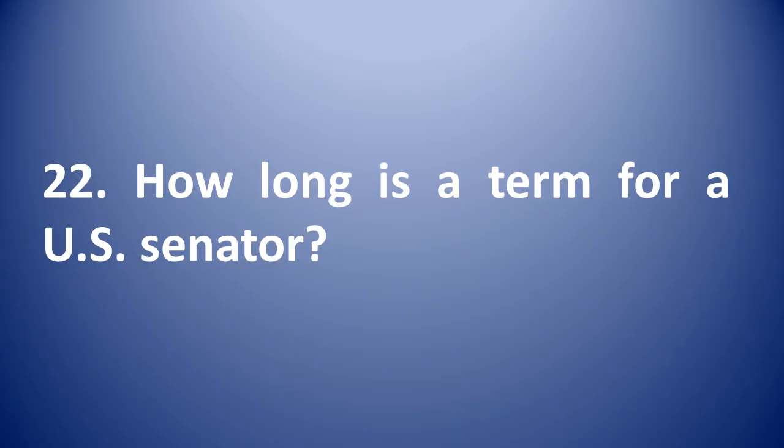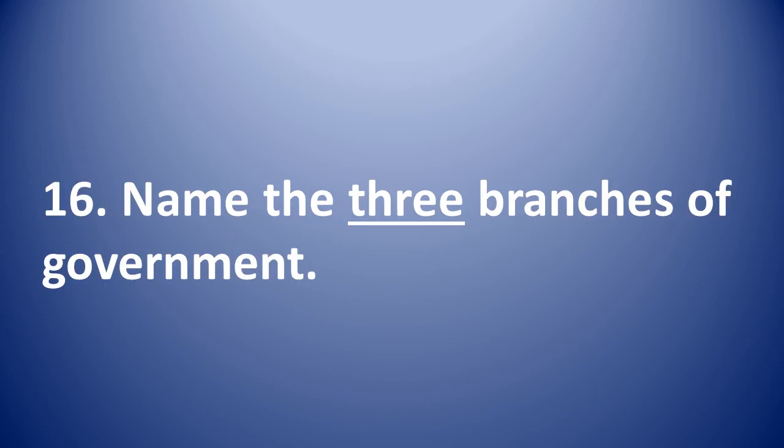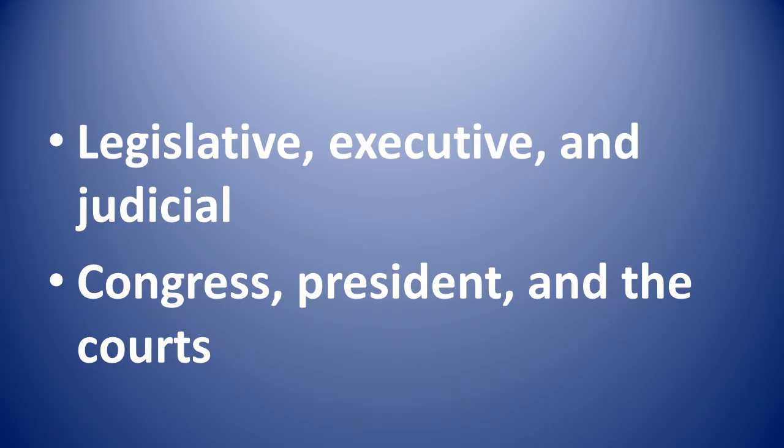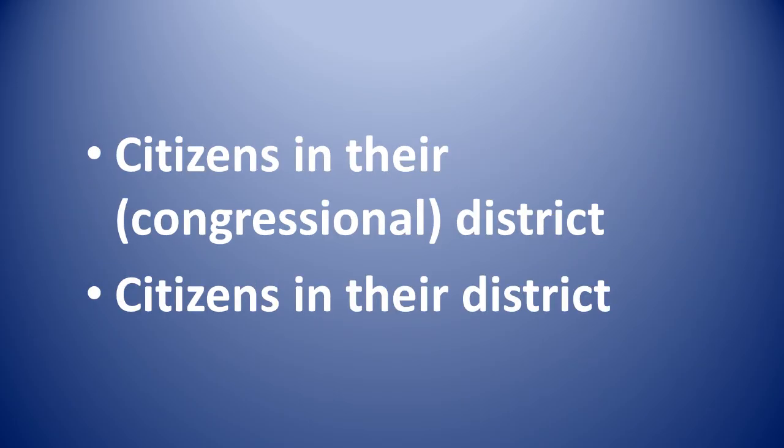How long is a term for a U.S. Senator? 6 years. Name the three branches of government. Legislative, executive, and judicial. Who does a member of the House of Representatives represent? Citizens in their district.